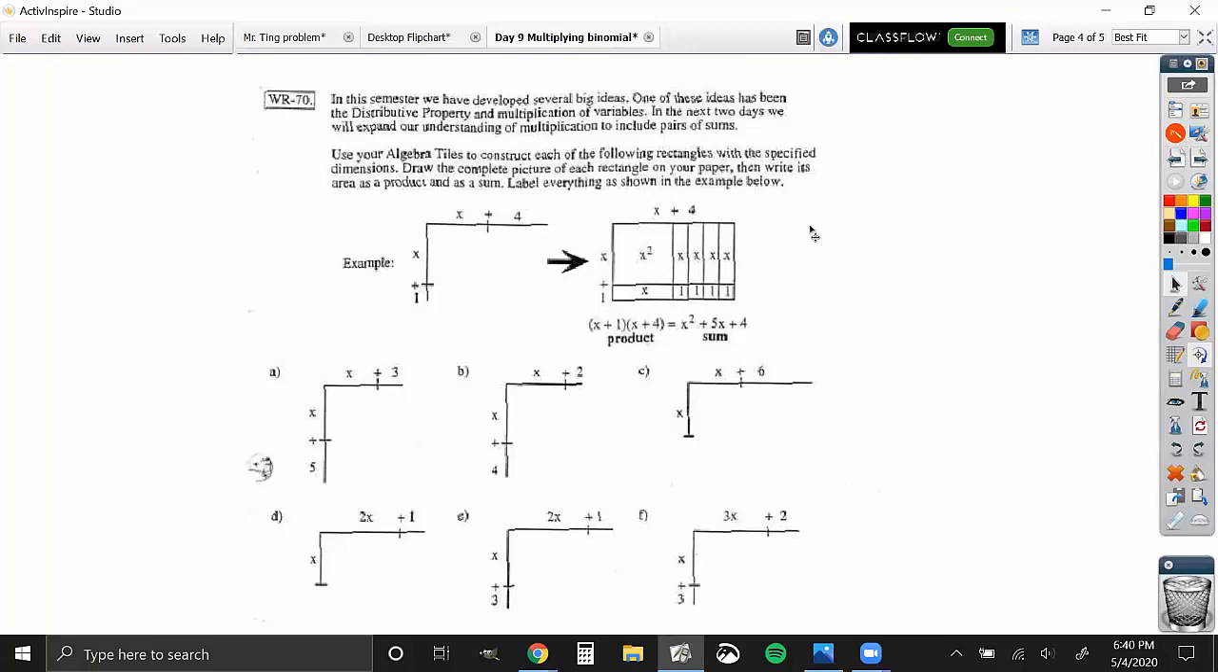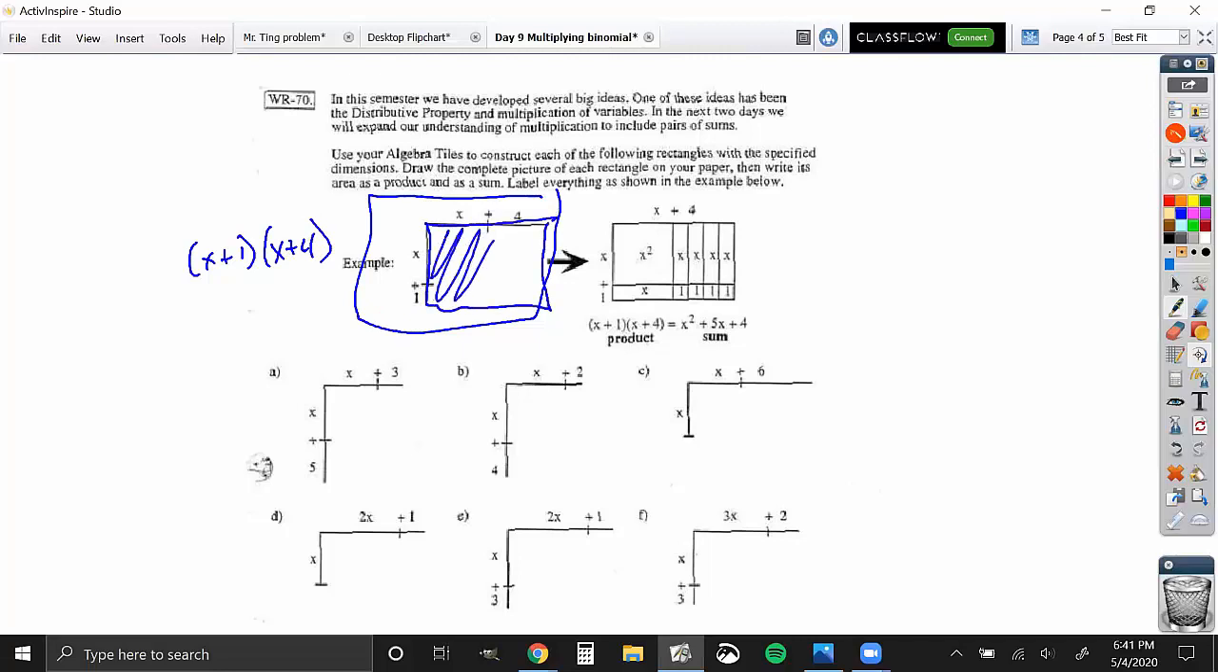So you'll be building these on your computers and then drawing this in your notebook and labeling everything. And I will explain what I mean by everything. So they're going to give you what I call a skeleton. This skeleton is telling me to multiply x plus 1 by x plus 4. I know that because I see a length and a width, and they want me to get the area of a rectangle with these particular lengths and widths.